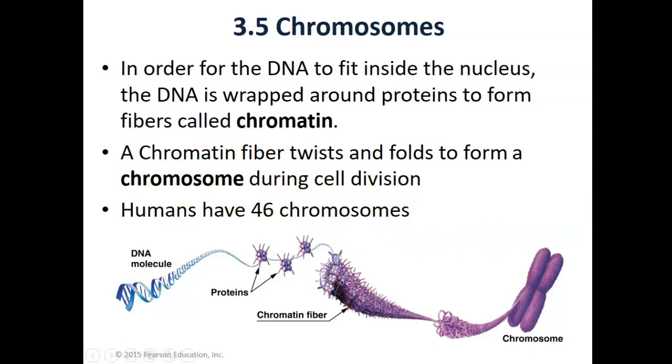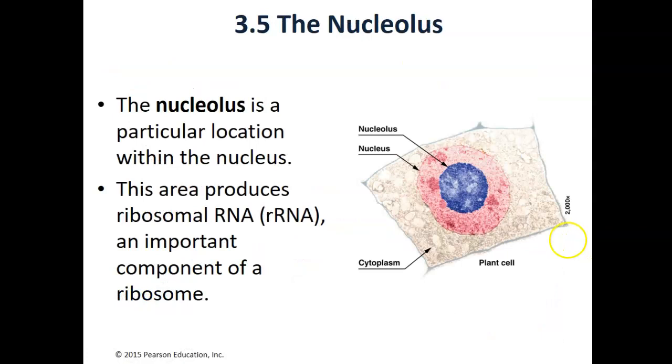Humans have 46 chromosomes. Within the nucleus, there's a dark stained centered region called the nucleolus. That's where the ribosome is synthesized, and the ribosome is an important component for protein synthesis.